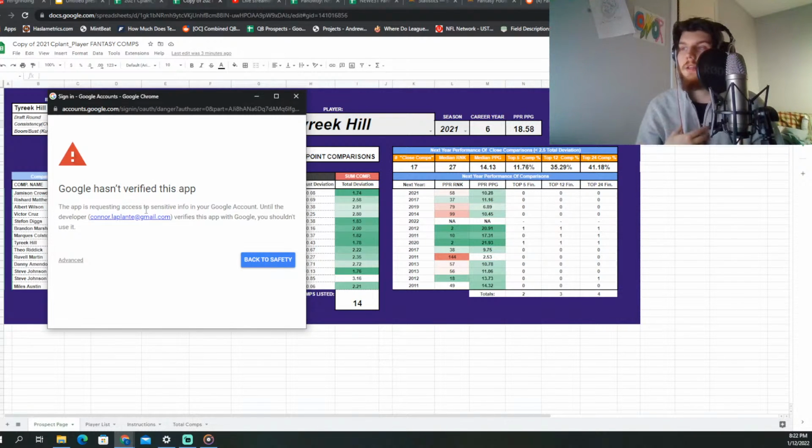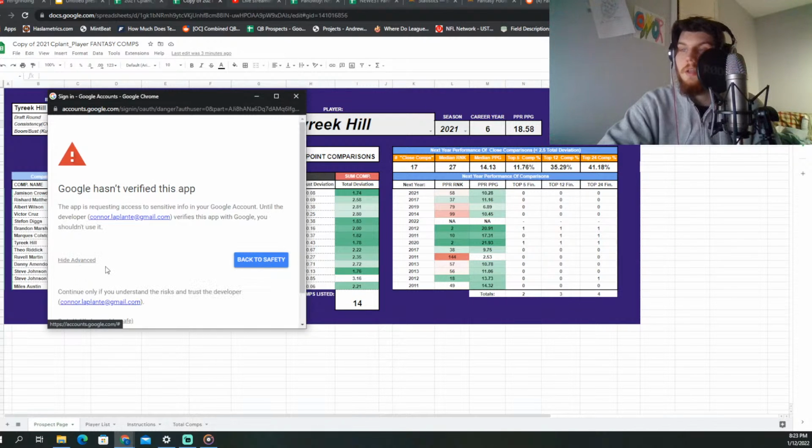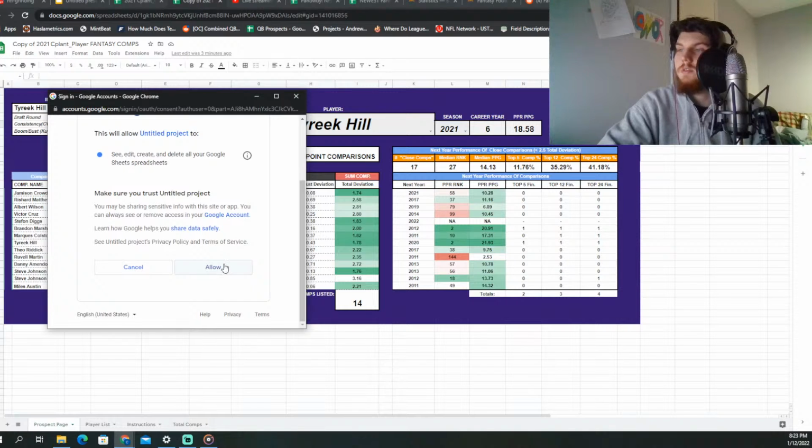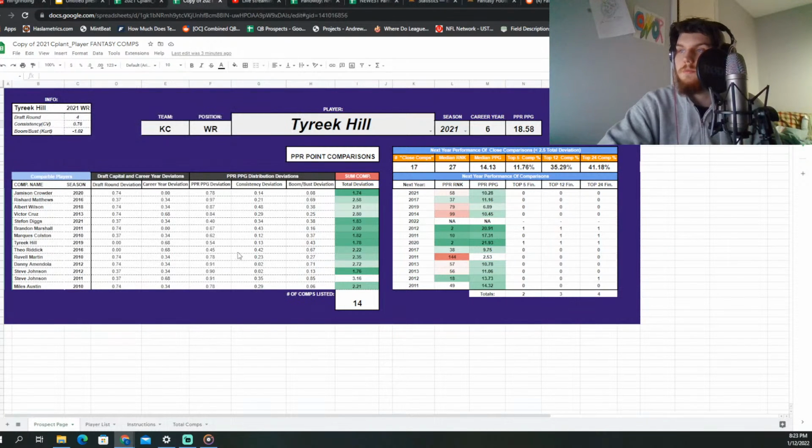It's not like I'm some big company that did this, or somebody that was verified by Google, if that makes sense. This is just a precaution because they don't know what's in the code, basically. But the code, I'm telling you, is literally just to sort a column, so no need to worry about it. All you do is hit advanced, go to untitled project. It says unsafe, it's not unsafe, and then hit allow.